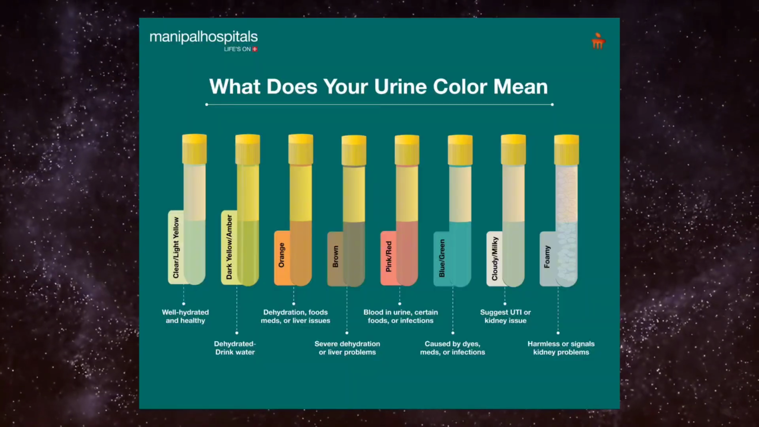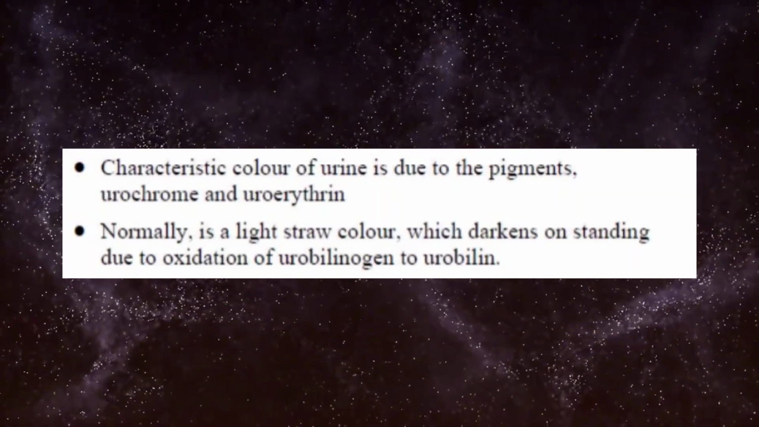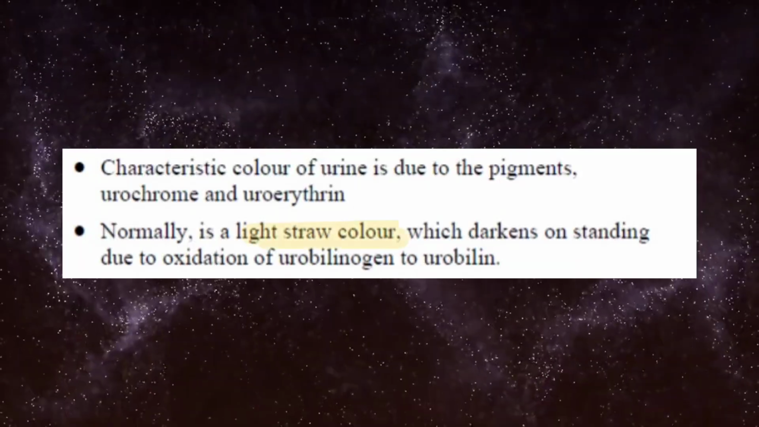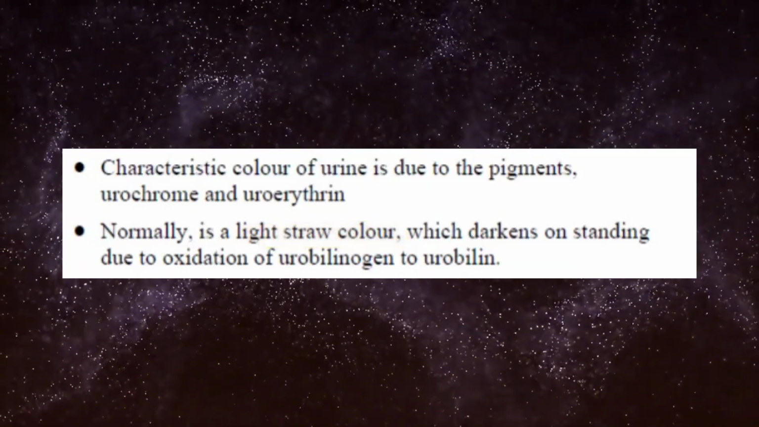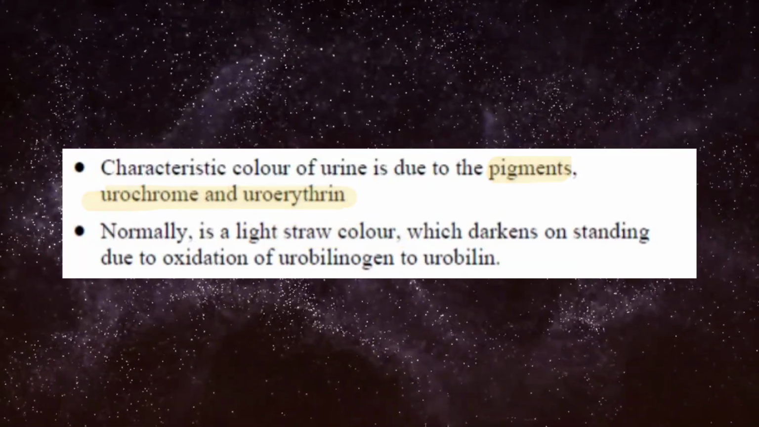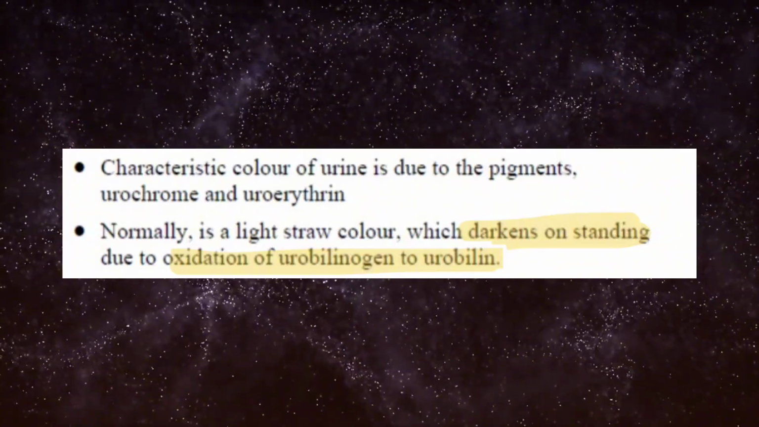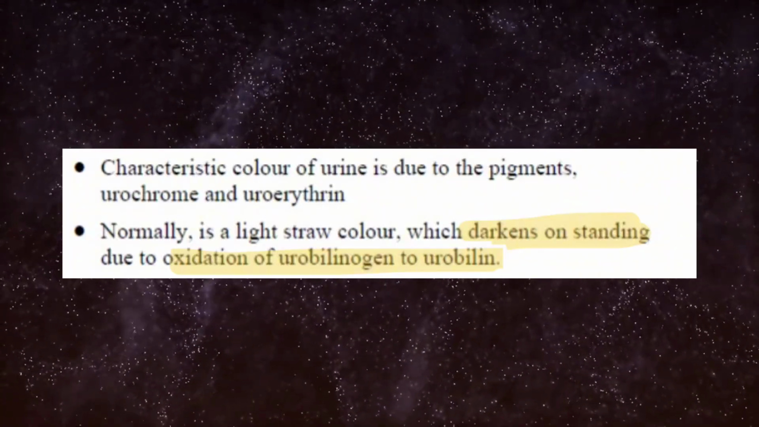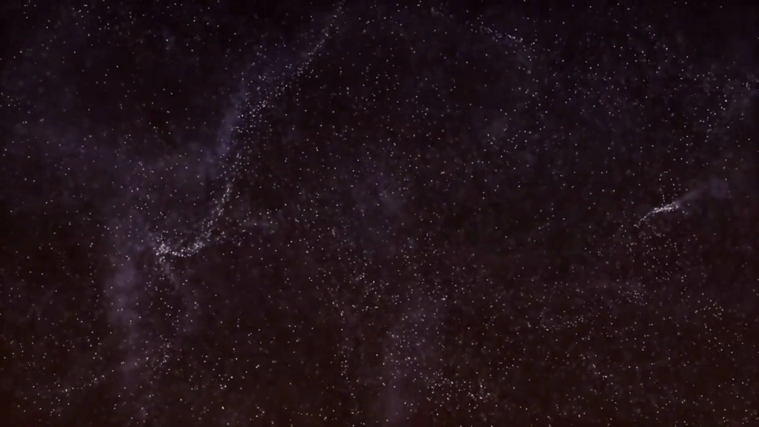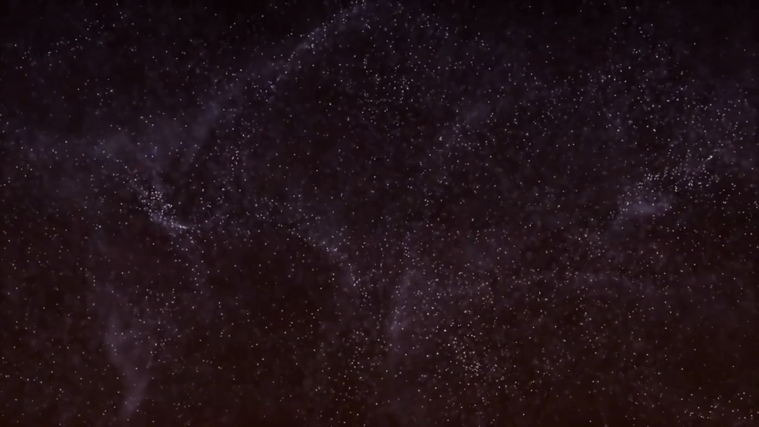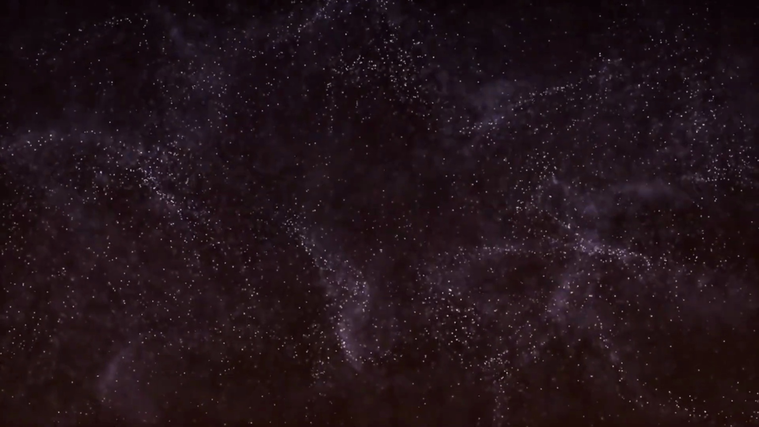due to different conditions. In a healthy individual, urine is usually a light straw color. This is due to the pigments urochrome and uroerythrin. It darkens on standing due to oxidation of urobilinogen to urobilin. The following colors seen in urine are abnormal and warrant further investigations.